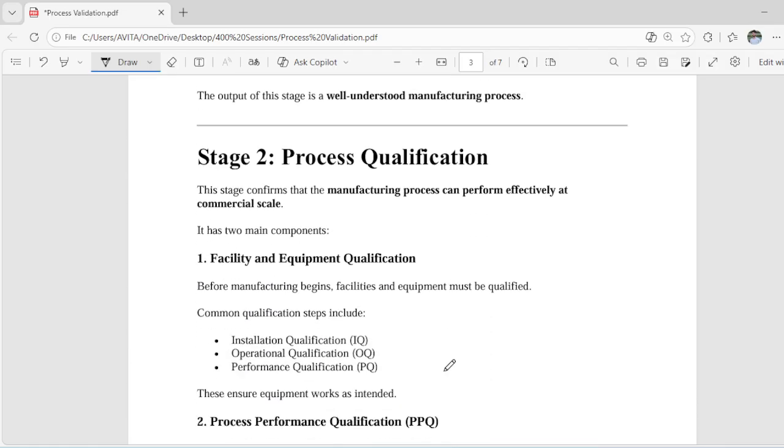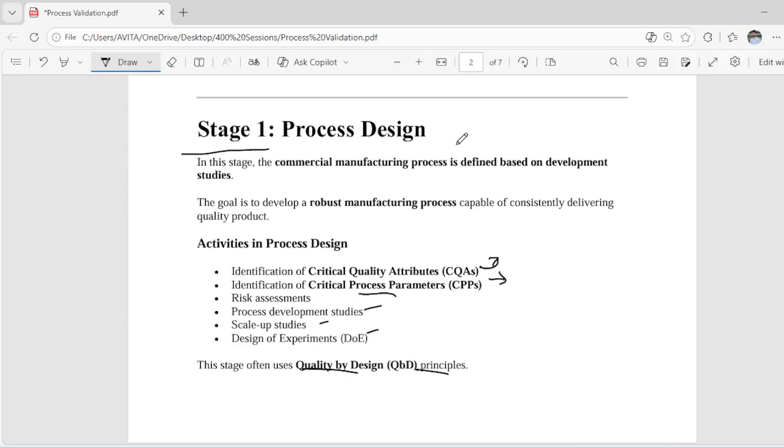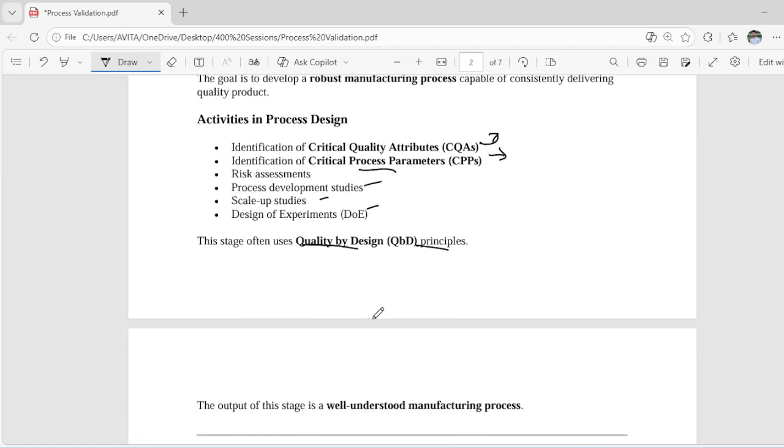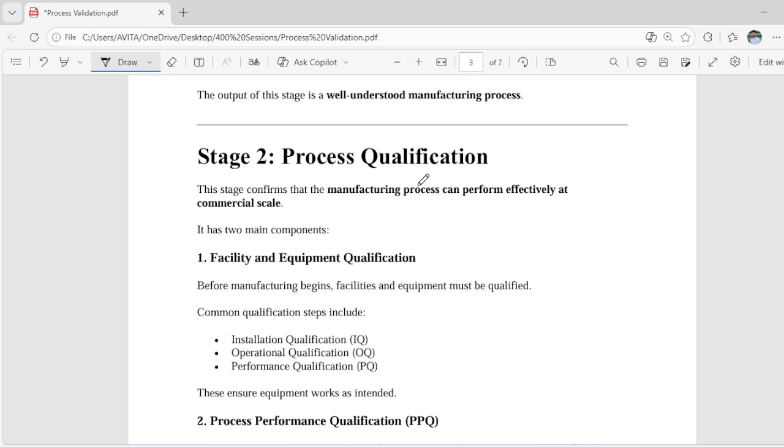Moving on to the output of this stage, it is a well understood manufacturing process. So by performing the first stage, we will very well understand the manufacturing process, as we are going to find out the critical quality attributes and process parameters. Moving on to the second stage, which is process qualification.